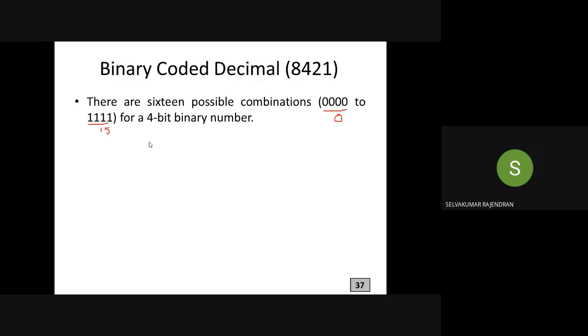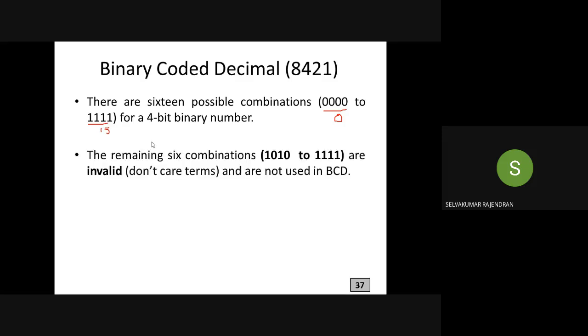Among them, we only use 10 combinations. Six combinations are ignored. In binary coded decimal, we will use only 10 possible combinations. We will not consider the other 6 possible combinations. So what are they? From 10 to 15, 1010 to 1111. These combinations are don't care terms, which are not valid in BCD. We are not using these combinations in BCD.